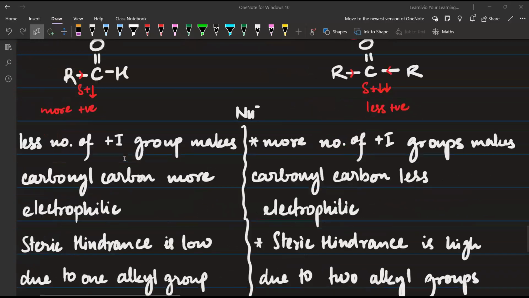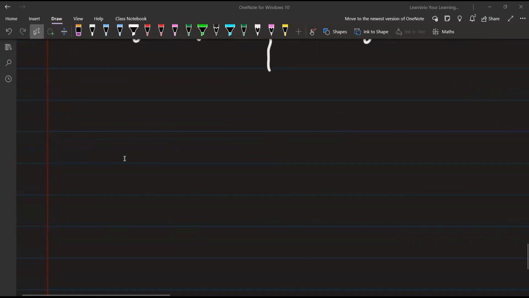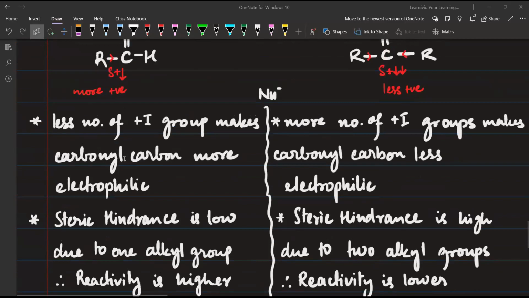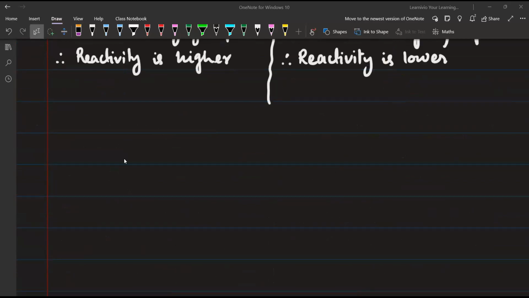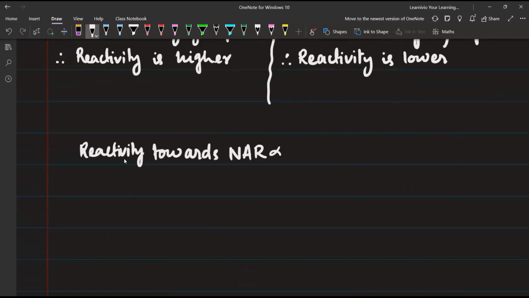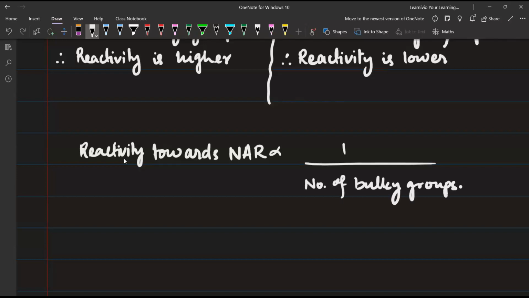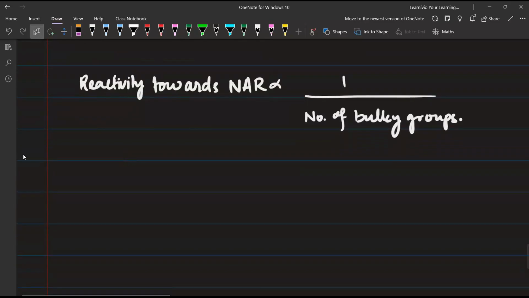So, by the way, from here we can see that if I consider the steric hindrance and the electronic effect, both of them, then I can say that reactivity to nucleophilic addition reaction is inversely proportional to the number of bulky groups. Now, इसी basis पे we can answer this question.